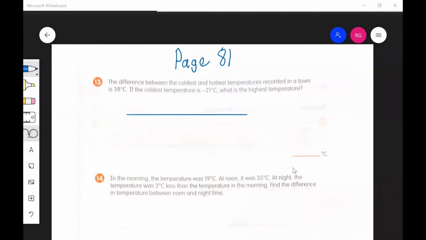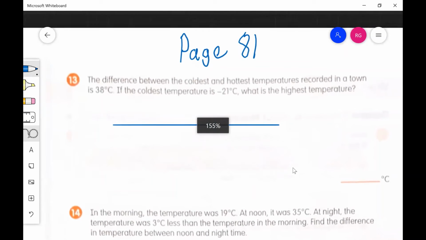All right, we're here on page 81 in our workbooks, page 81, so make sure you're there now. It says the difference between the coldest and hottest temperatures recorded in a town is 38 degrees Celsius. If the coldest temperature is negative 21 degrees Celsius, what is the highest temperature?